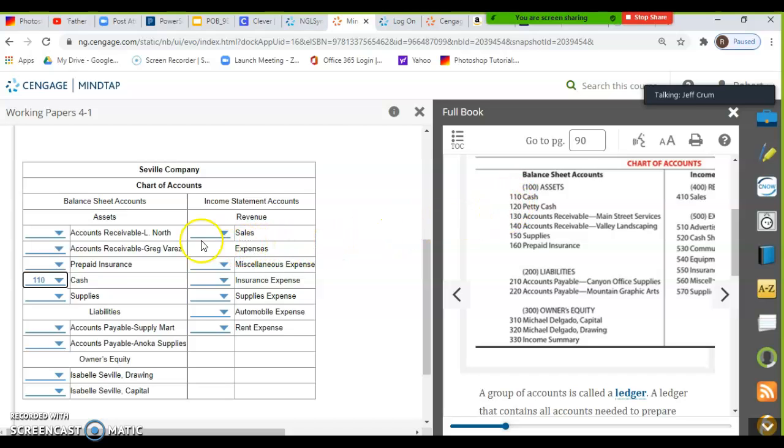So our first accounts receivable is going to be 120. Our next one, because we've got 2 of them, is 130. After accounts receivable, we've got supplies. So supplies, that's going to be 140. Last one is prepaid insurance. So that's going to be 150.